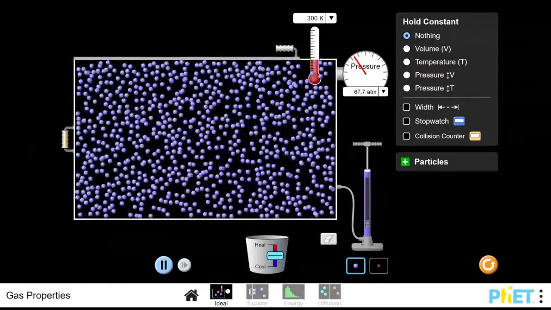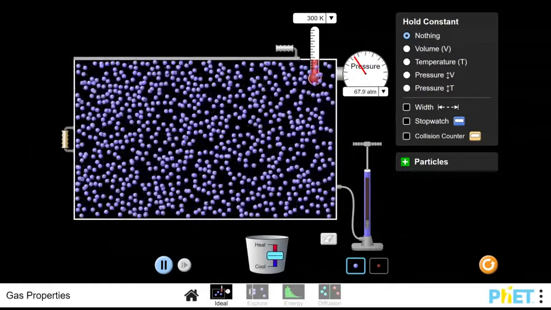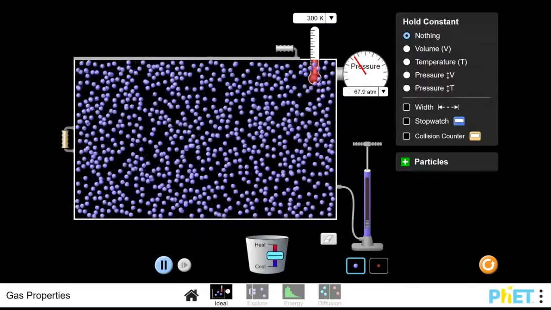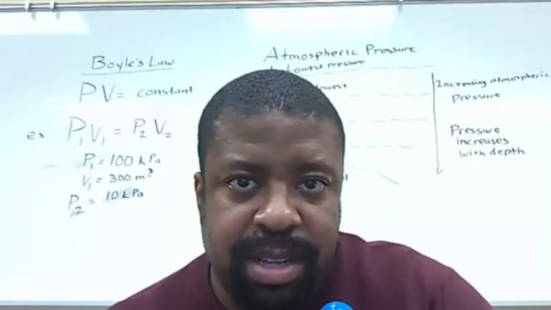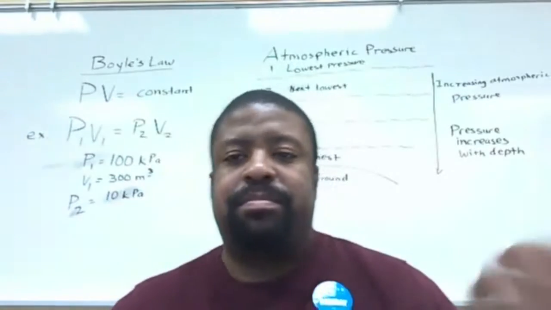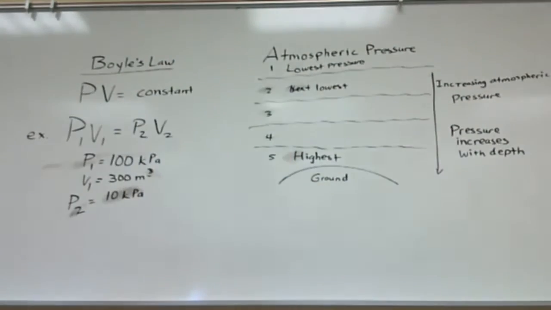Notice how the air pressure is going down. I increase the volume, and the air pressure goes down. And this leads directly to Boyle's law. Let me stop sharing this and go back to the board here. Boyle's law says this: pressure and volume are related to each other.